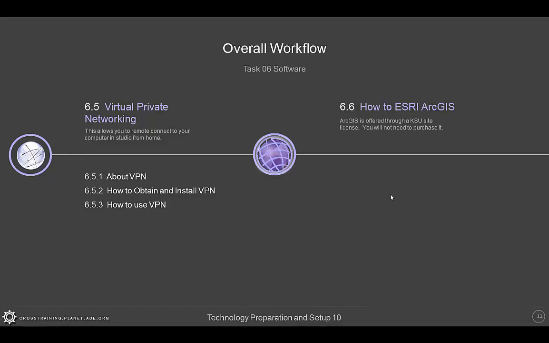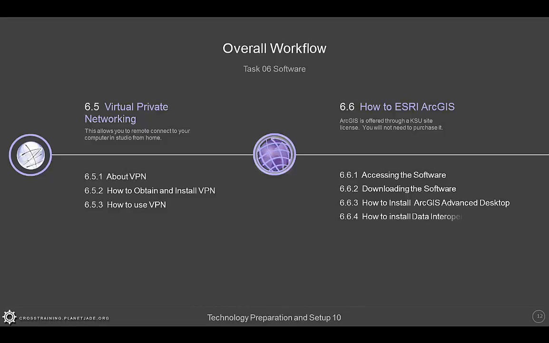ArcGIS is offered through a KSU site license. You will not need to purchase this one either, and VPN is also free. The very first thing I will talk about is how to access the software, how to download the software, how to install the ArcGIS Advanced Desktop application, which is the core application, how to install the data interoperability extension, how to install ArcHydro, and how to authorize ArcGIS so that you can run it.